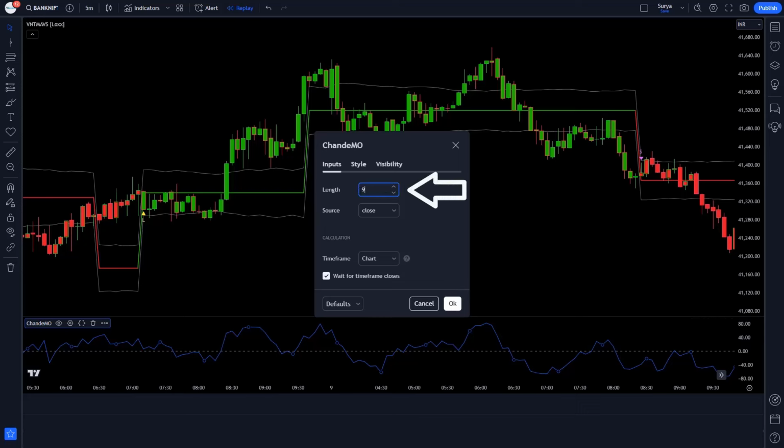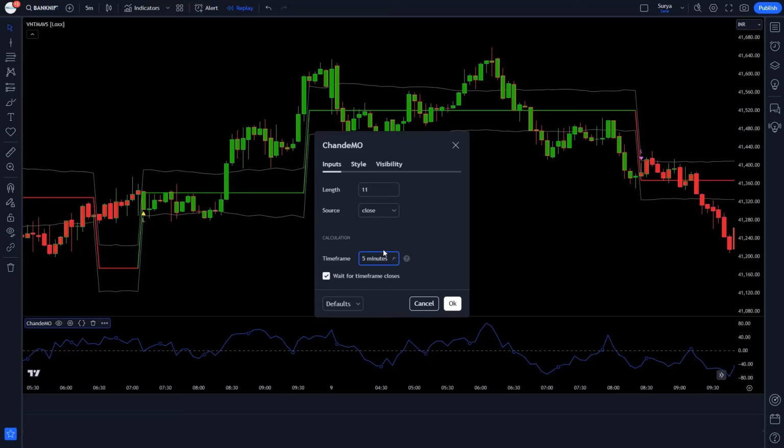Now click on the settings of the Shan Momentum Oscillator indicator. Length has to be changed to 11 instead of 9. Time frame has to be changed to 5 minutes. Save this setting. Friends, our trading setup is ready.